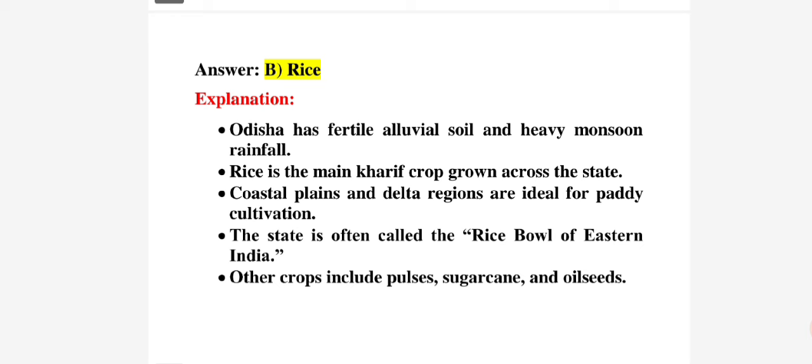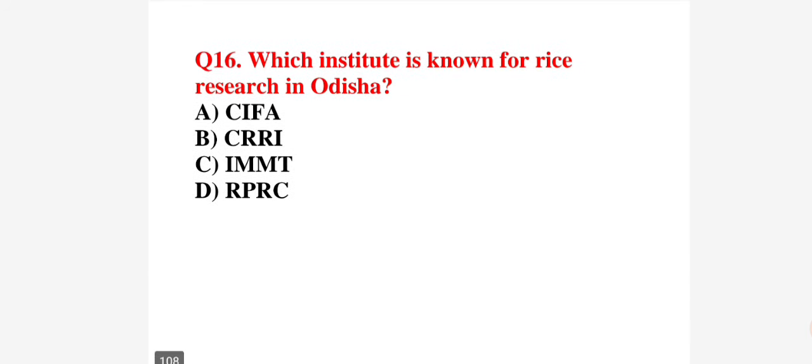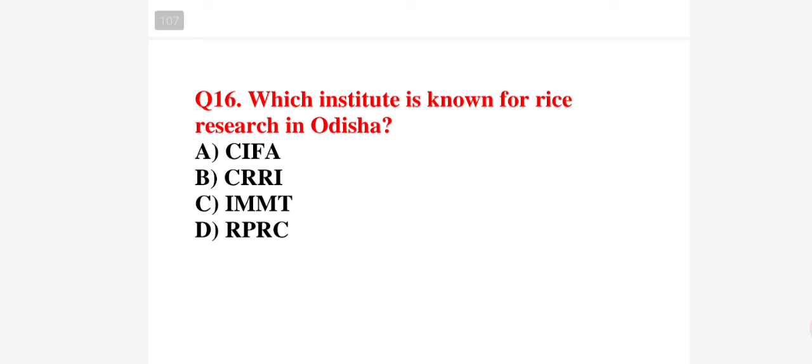So let us move to the next question. That is question number 16. Which institute is known for rice research in Odisha? Very, very important. Option A, SIFA. Option B, that is CRRI, the Central Rice Research Institute. Option C, that is IMMT, the Institute of Mineral and Material Technology. Option D, that is RPRC, the Regional Plant Research Center.